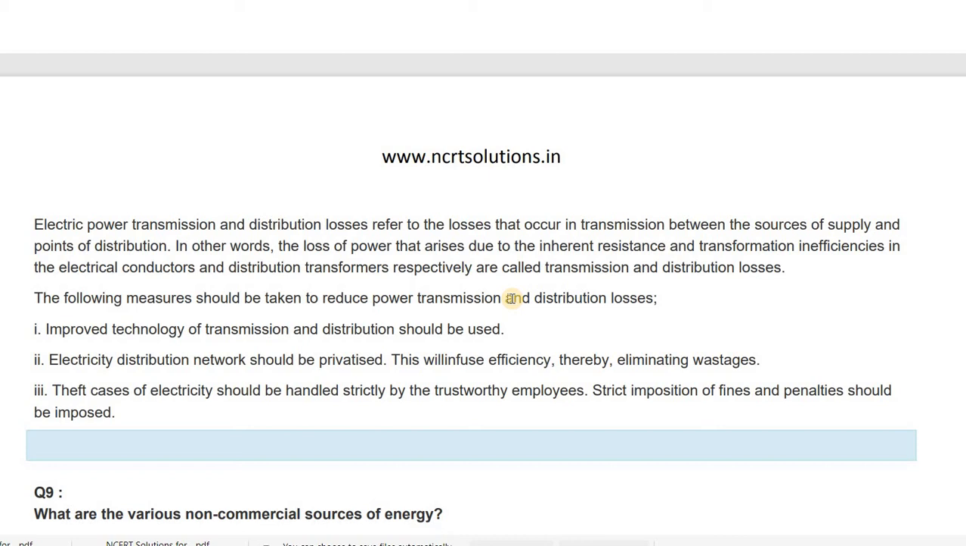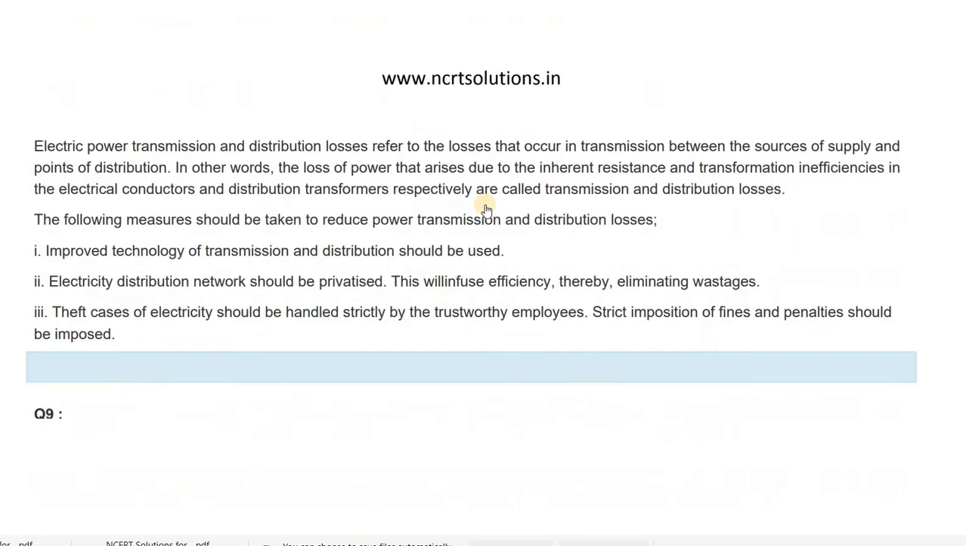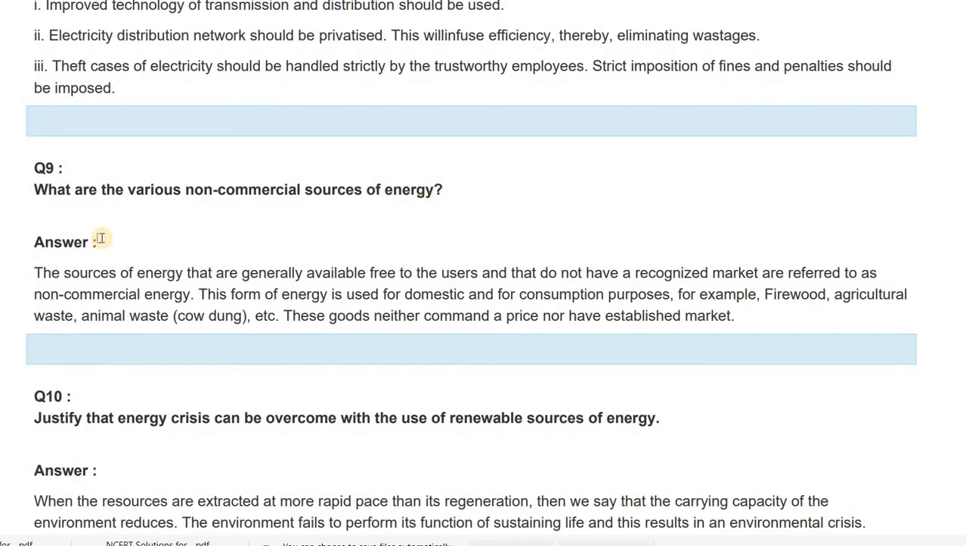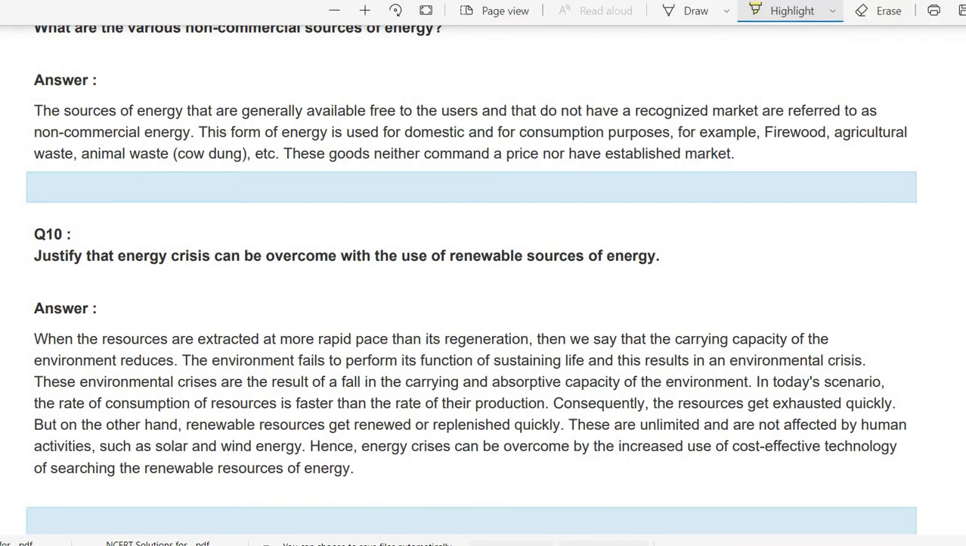Especially theft, we need to control theft also. Through that we can manage these transmission and distribution losses. What are the various non-commercial sources of energy? Firewood, agricultural waste, animal waste, these are the main non-commercial energies. Justify that the energy crisis can be overcome with the use of renewable sources of energy.